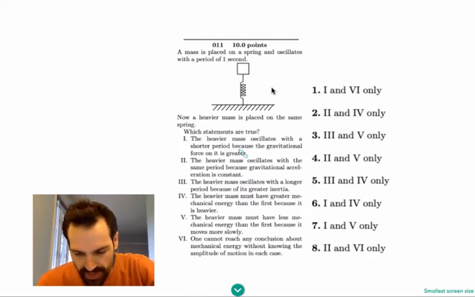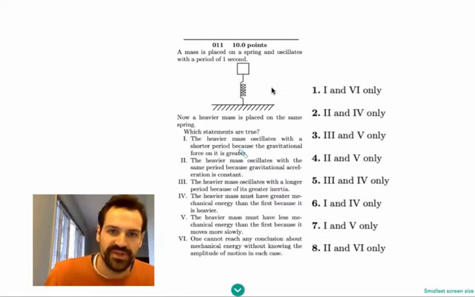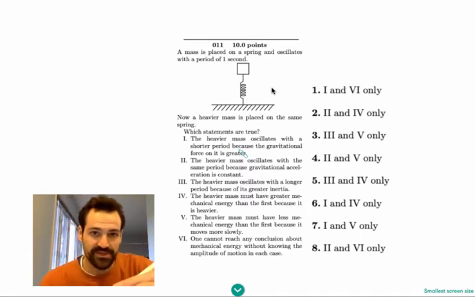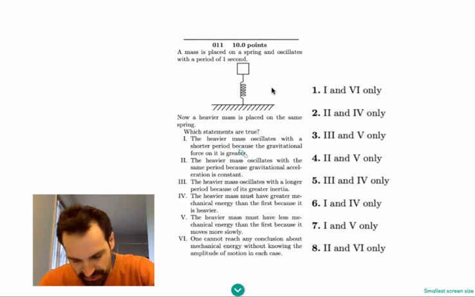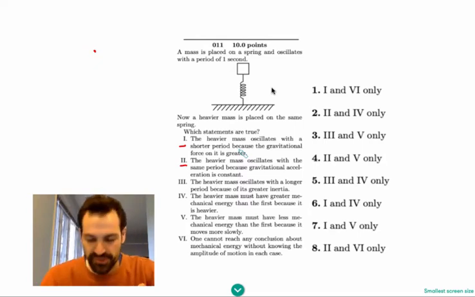11. A mass is placed on a spring and oscillates with a period of 1 second. So this is different, where it's on a stiff spring, oscillating up and down on top of the spring. And now a heavier mass is placed on the same spring. Which statements are true? So we have 6 statements, and we have options for which ones are or are not true.